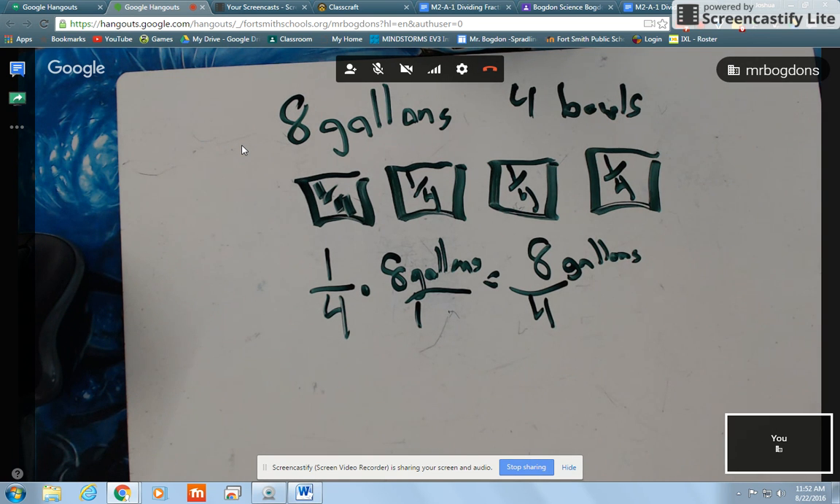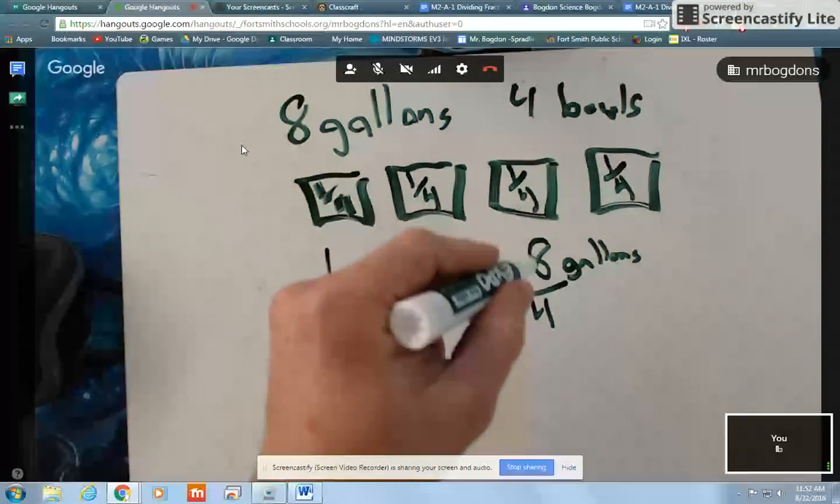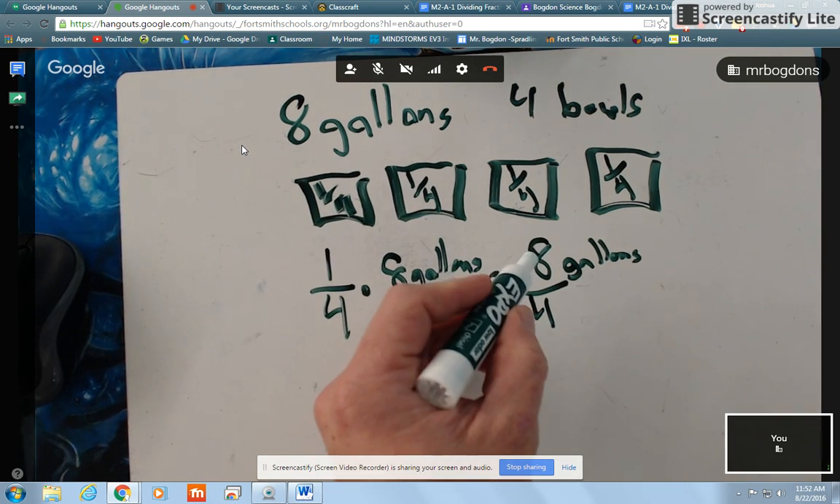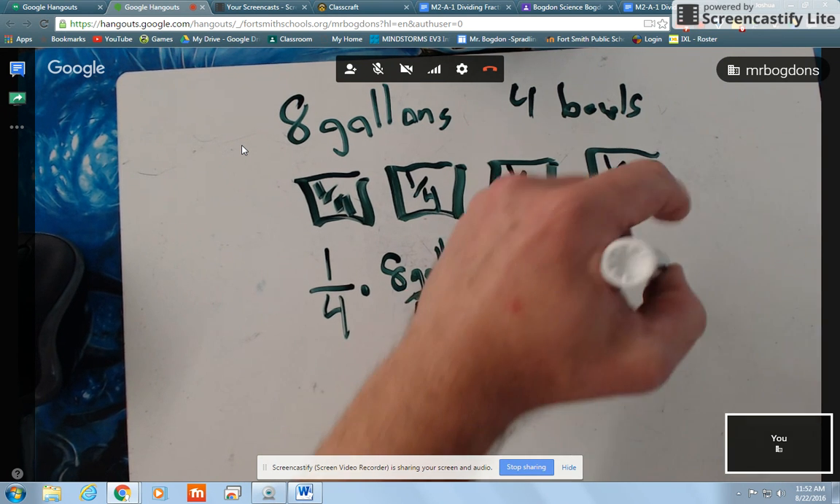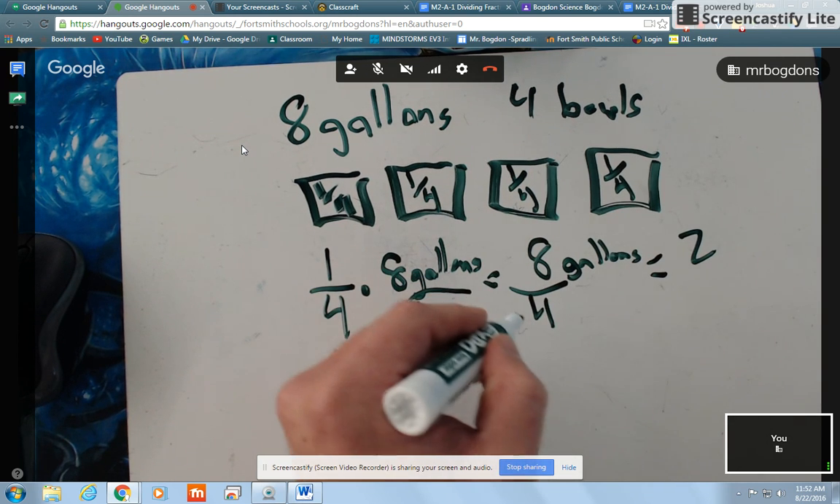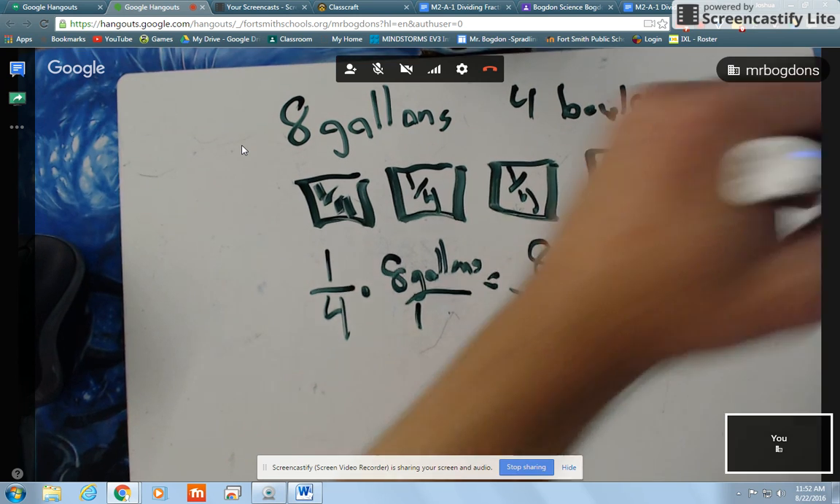Ozil? I could divide by 2. I can also divide by 8 or 4. What's 8 divided by 4? 2. And then 4 divided by 4 is? So my simplified answer would be 2 gallons.